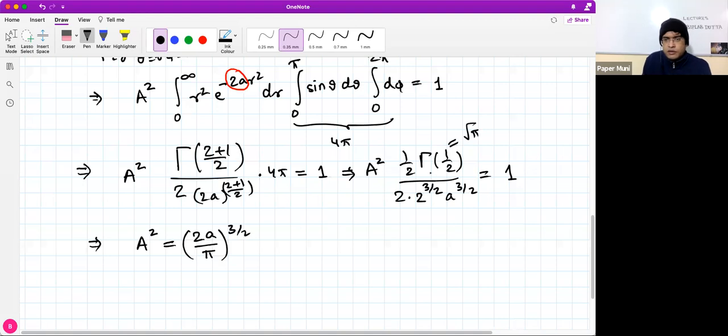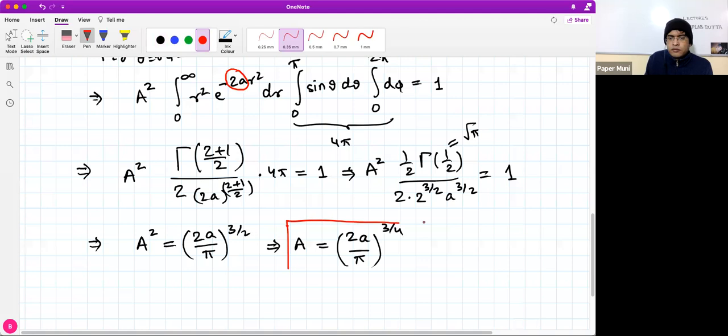All right, if you see this now, you can rearrange all the elements and you'll get this one. And finally, if you take the square root, let's keep the positive value, which has been given in the options. So you get a to be 2a by pi to the power 3 by 4. This is the answer.